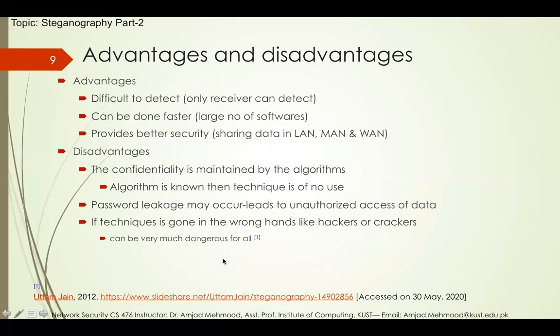Advantages: it is difficult to detect, only the receiver can detect it, it can be done faster by applying different kinds of software, and it provides better security by sharing information on a LAN, MAN and WAN.